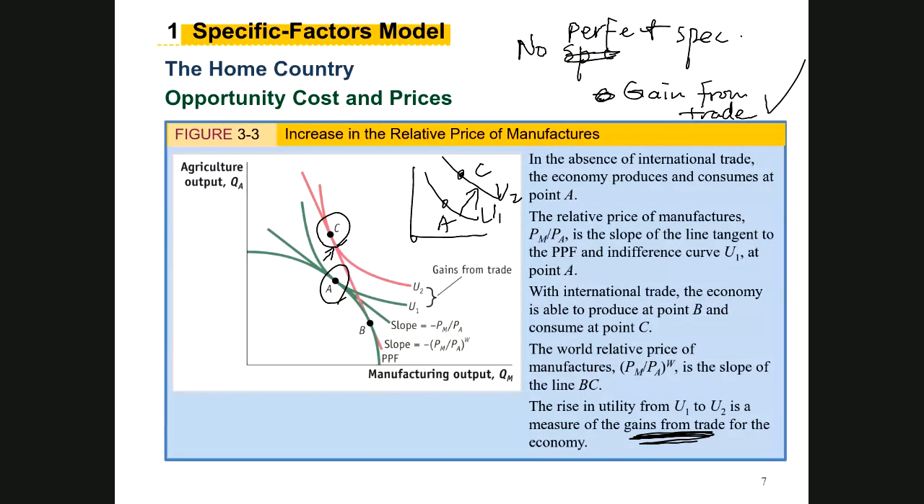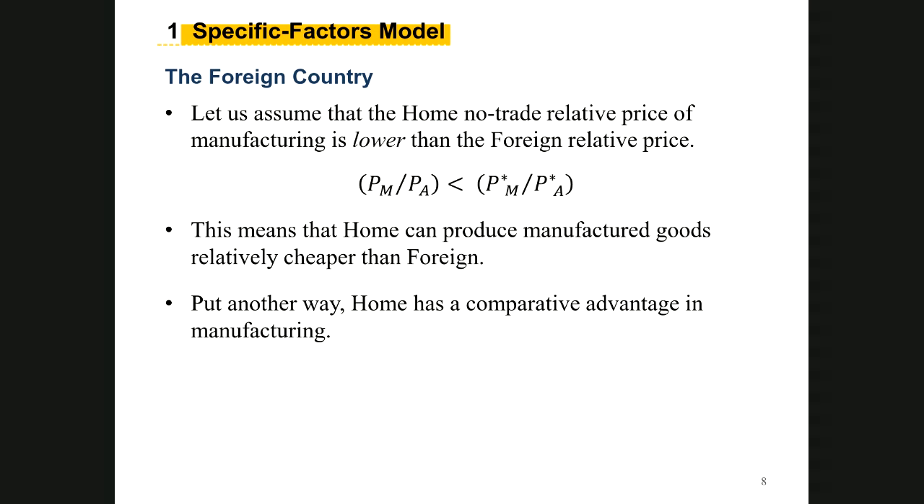Okay, so the next one should be the foreign country's relative price. Next we move on to the construction of the model. For the foreign country, let's assume that the home no-trade relative price of manufacturing is lower than the foreign relative price. So what does it mean?